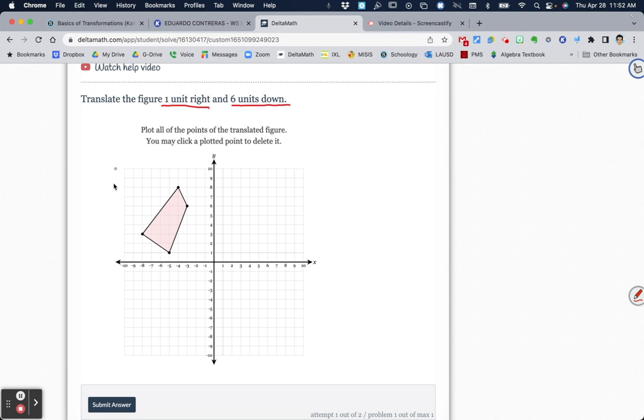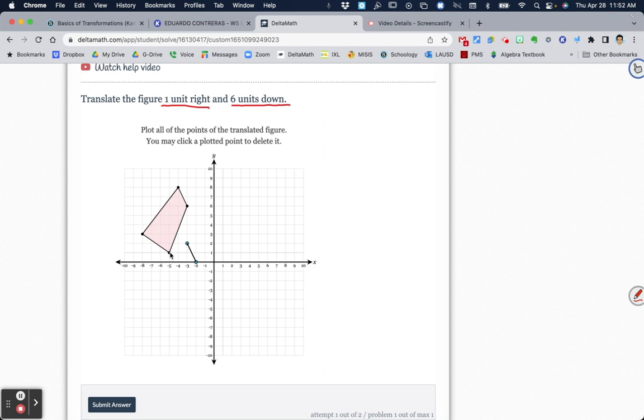So you start with a point. I'll start with this point, and I'm going to go 1 to the right and then count 6 down. So that's this point. Now I'm going to pick this point. And I'm going to do the same thing. 1 to the right and 6 down. I believe that's it. And you want to see if this segment is the same length as that segment. And it is.